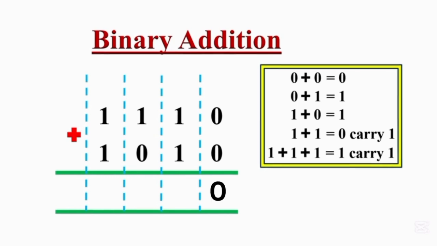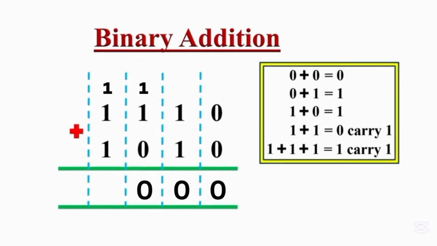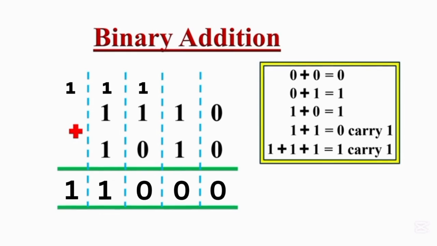So let's start. 0 plus 0 is equal to 0. 1 plus 1 is equal to 0. Carry 1 to the next column. 1 plus 1 is equal to 0. Carry 1 to the next column. Next, 1 plus 1 is equal to 1. Carry 1 to the next column. Lastly, bring down 1 and the answer will be 10010.